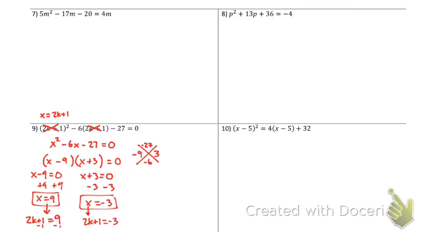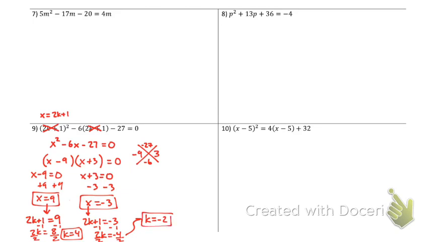Subtract 1. 2k equals 8. Divide by 2. K in this case equals 4. Okay? Same thing here. Subtract 1. 2k equals negative 4. Divide by 2. I know I'm running out of room. And that's going to give me k equal to negative 2.